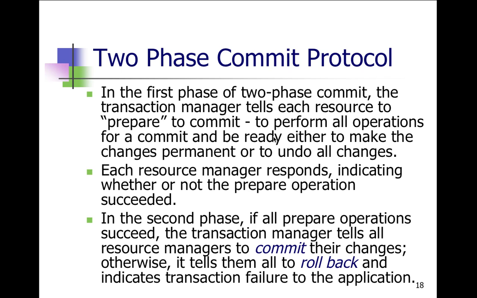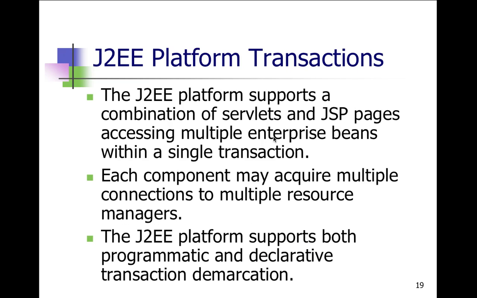In the second phase, if all of the prepared operations succeed, the transaction manager tells the resource manager to commit their changes, make them permanent. Otherwise, it tells it to roll back and indicates a transaction failure to the application. So most transaction managers are using a two-phase commit protocol, especially in a distributed transaction environment, because you need to have coordination among multiple different resource managers. If you don't have that coordination, it's going to be practically impossible to get everybody on the same page. It's like, okay, stop the world, stop all the transactions, everything. Okay, check to make sure, which you can't do. I mean, you can't just stop all the stuff that's happening in the application and check to see if something's going to work.